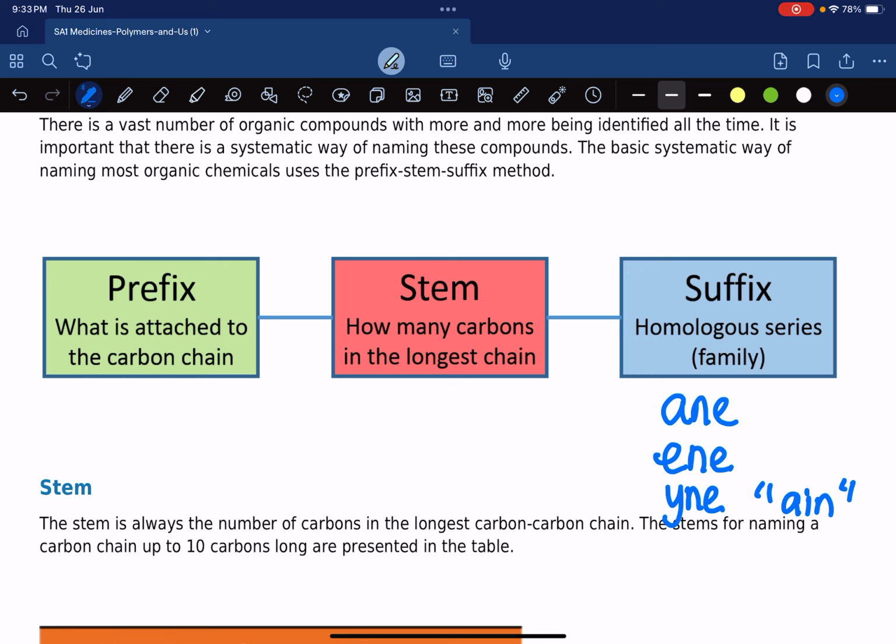Which means that if I belong to the family of alkanes, I could be called ethane. Or if I'm in the family of alkenes, I'm called ethene. Or if I'm in the family of alkynes, I'm called ethyne. All right, that's how it is.